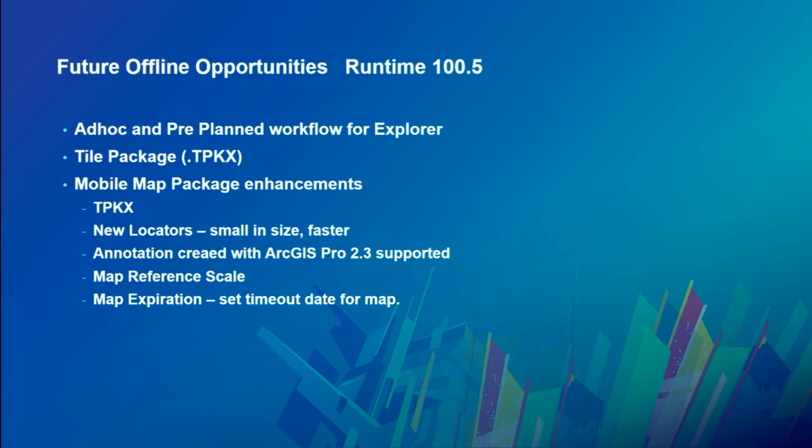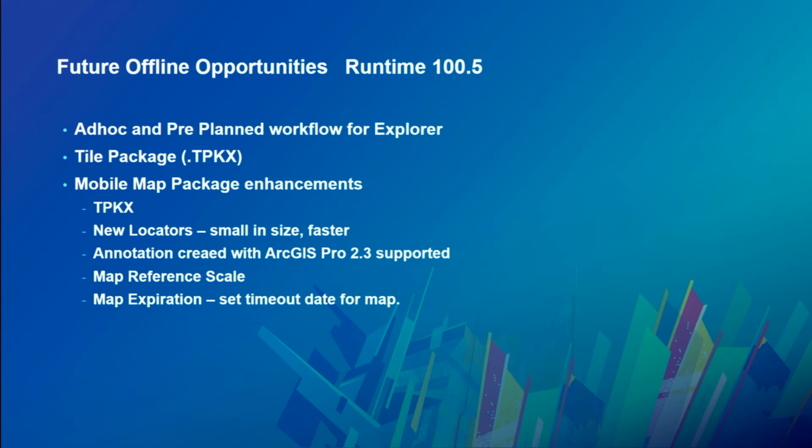But along with that, annotation that you create in Pro 2.3, that is supported. I know I've had the question about when are we going to have annotation support, and that's coming in Update 5. Map reference scales, if you make use of reference scale in maps, that's coming in Update 5. And then map expiration. So in Pro 2.4, we will be writing map expiration, hopefully, into the maps and supporting it. It's kind of out there ways, but I'm pretty sure we're going to have it in there.